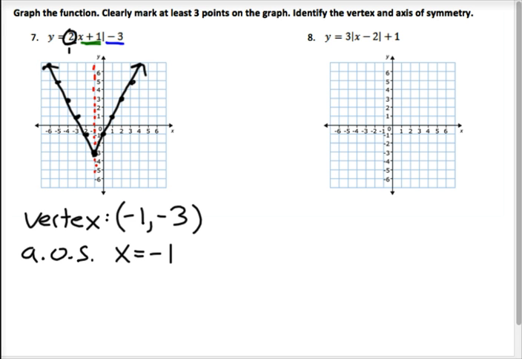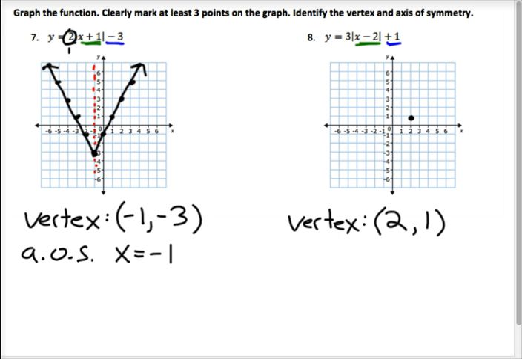Now, for number 8, we're talking about exactly the same thing. The first thing I'm going to do is I need to find my vertex. And recall, I get my vertex from looking at how is my x shifting. Well, remember, a negative shift there is actually shifting it to the right 2. So it's going to be at +2. And then that +1 at the end is showing my vertical shift. So my vertex is going to be at 2, 1, right there.